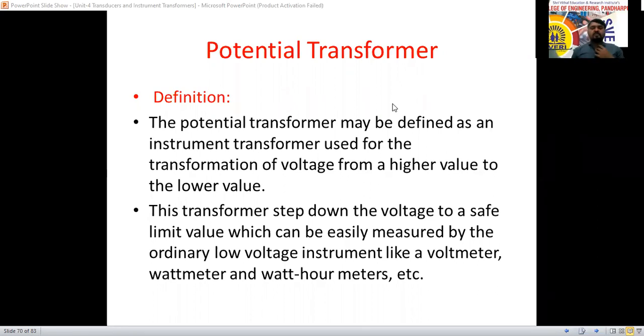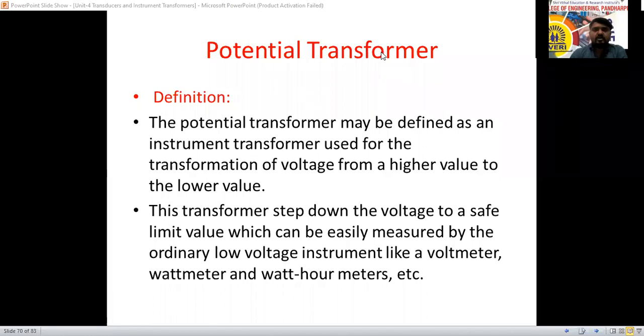So in the previous class, we completed the practicals, and in the class before that, yesterday, we finished the transformation ratio and phase angle derivation of the current transformer. So today we are going to discuss the potential transformer.